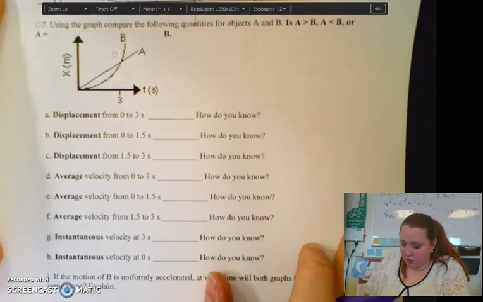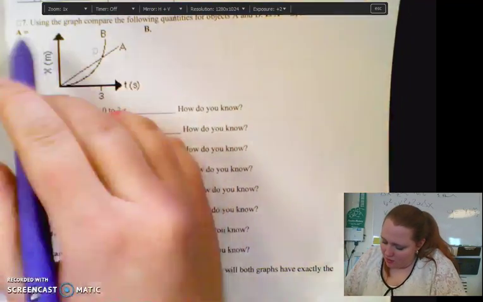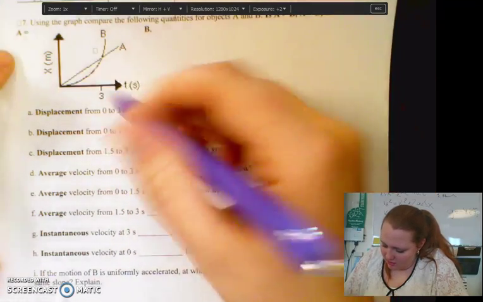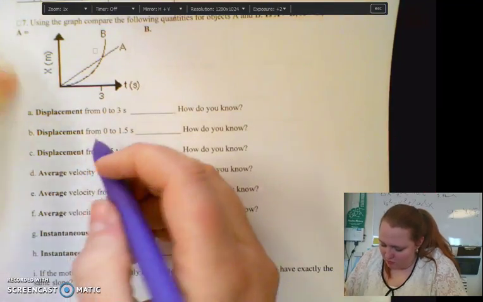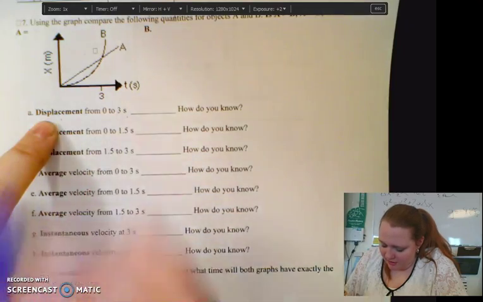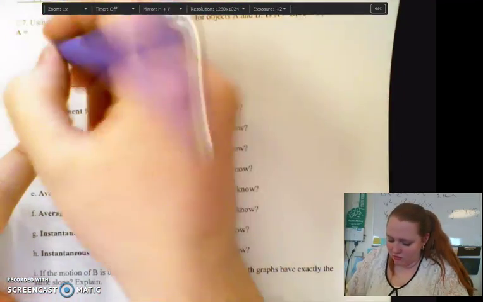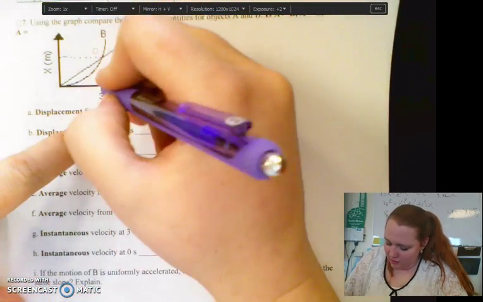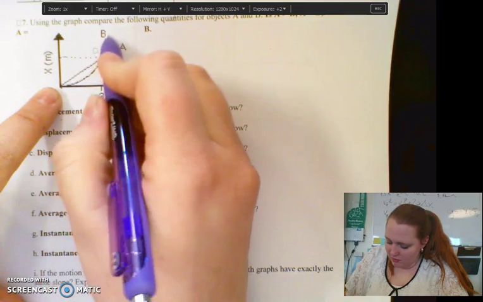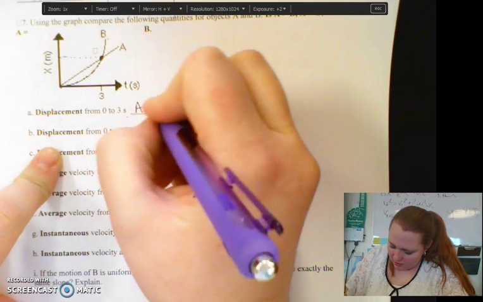Alright, number 7. Focus on number 7 because you will have a question like this on your test. We need to decide if each of these, A is greater than, less than, or equal to the scenario for B. For part A, it says the displacement from 0 to 3 seconds. Remember, displacement is your change in position. We don't care how you got there, it's just your final minus initial. If we look here at 3 seconds, they are at the same position. So even though B was speeding up, and A had a constant speed, they had the same displacement. So here A is going to equal B.